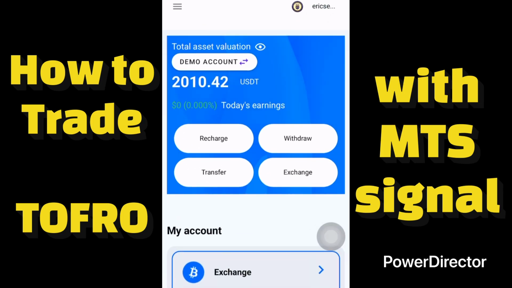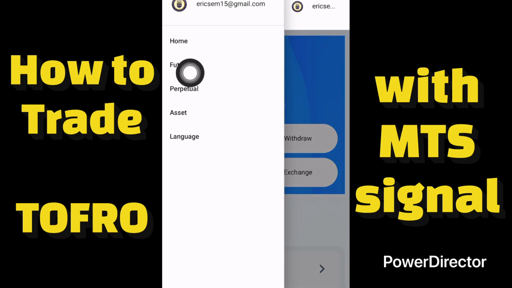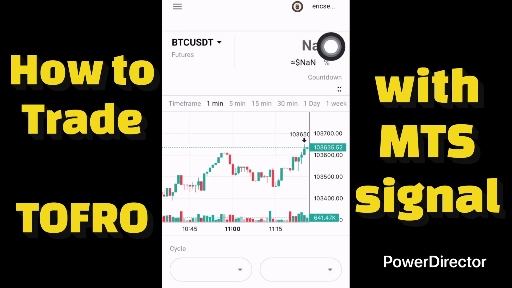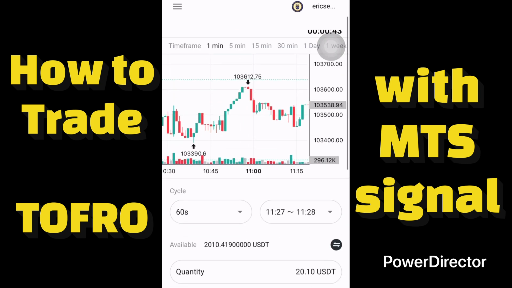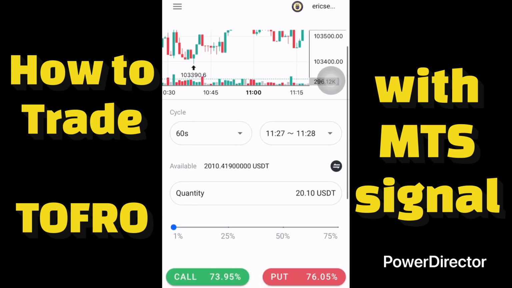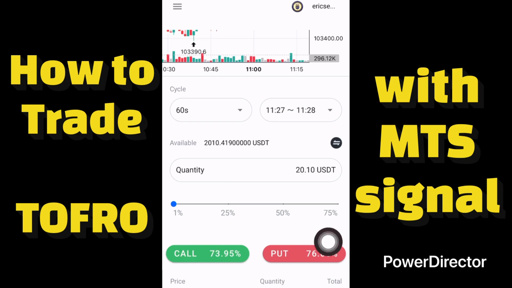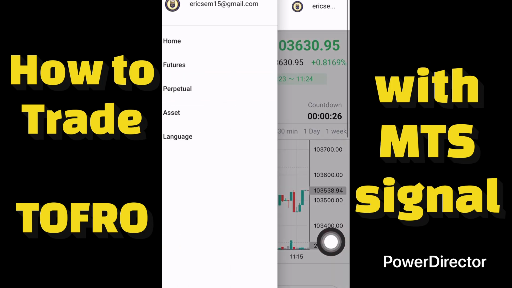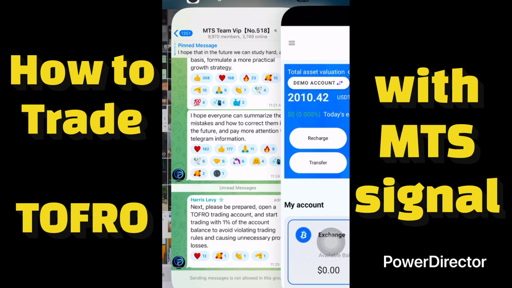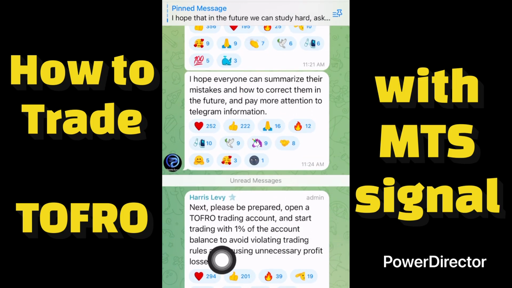As I said, we trade on the futures, and we make a lot of money from trading futures. When Professor Harris gives us the signal, we will input all the signals here and trade. Let me go to the Telegram page to wait for him. We are still waiting. Please be prepared, open your TOFRO trading account and start trading with 1% of the account balance, to avoid violating trading rules. Now let's wait for Professor Harris to drop the signal.